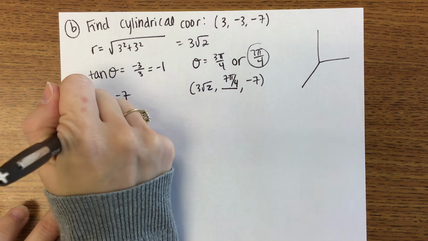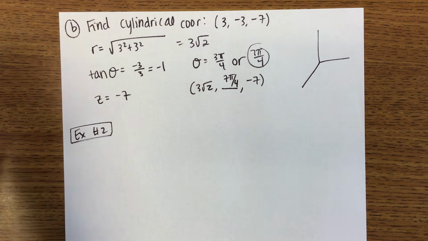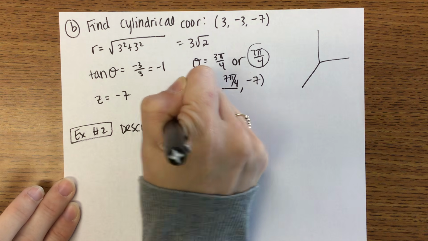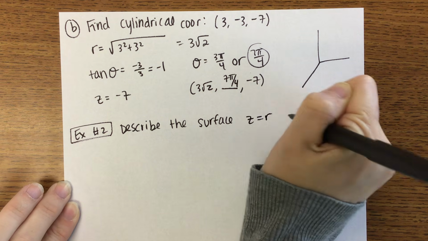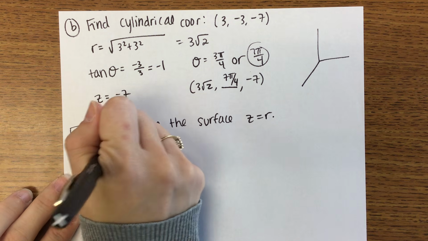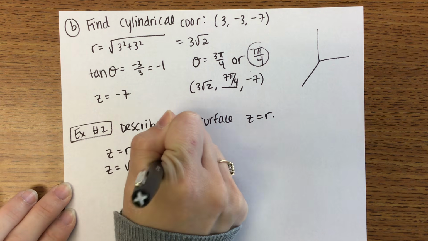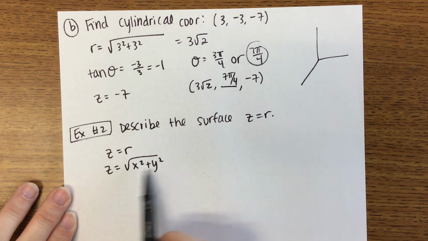Okay, great. Before we do anything with triple integrals, you also need to know what different equations look like. So we are going to describe the surface z equals r. Okay, so if z equals r, well, r we know is the square root of x squared plus y squared. So if we look at this in rectangular terms instead, what is this?